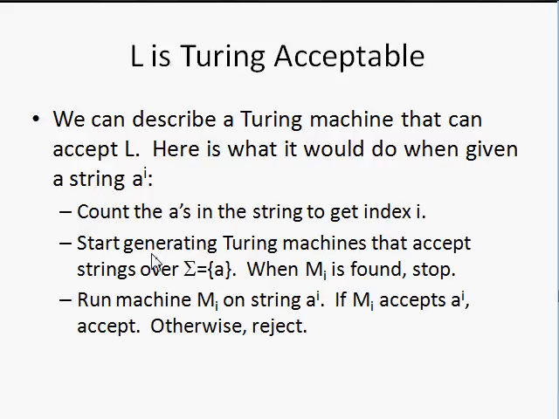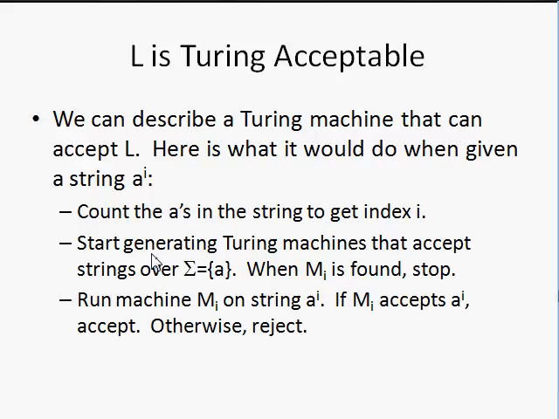What it has to do next is start generating all the Turing machines and stop when it gets up to number 7. When it finds the 7th Turing machine, because it was given a string of length 7, then it has to run that Turing machine on that string. And if that Turing machine accepts the string, that means the string would have a 1 on the diagonal, and our machine would need to accept that string. But otherwise, it would need to reject that string.